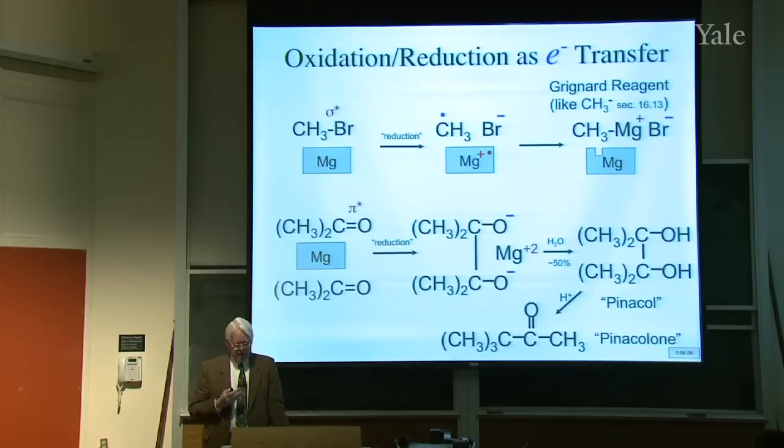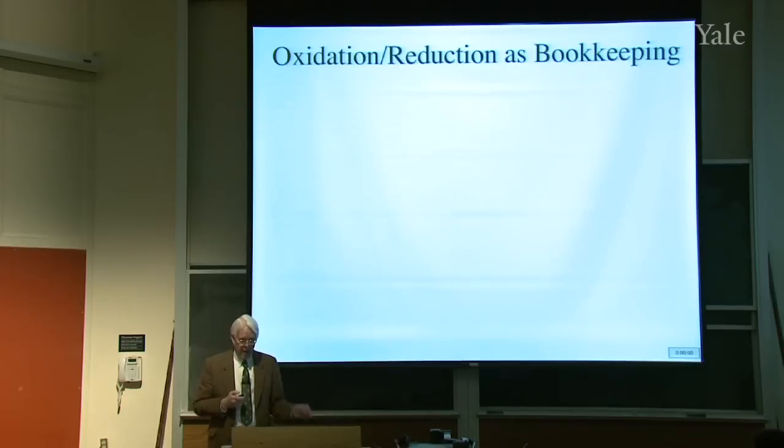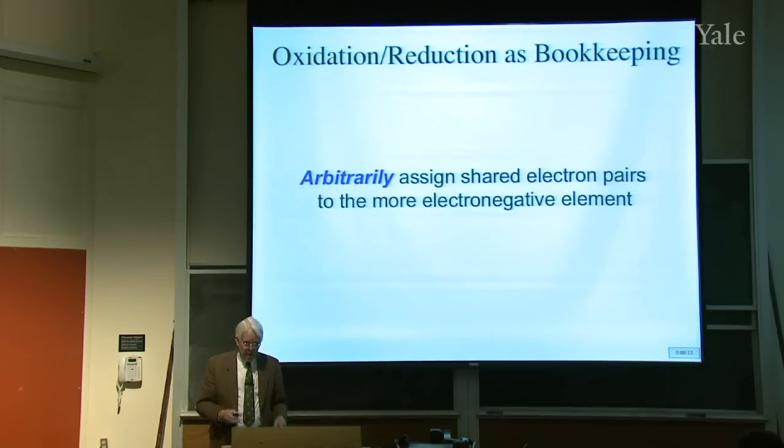So here are two examples of reducing an organic compound by actual electron transfer, right? But much more often in organic chemistry, we're not talking about actual electron transfers. We're just using it as a bookkeeping scheme, right? Now, what do we want to keep books about? We arbitrarily assign shared electron pairs.